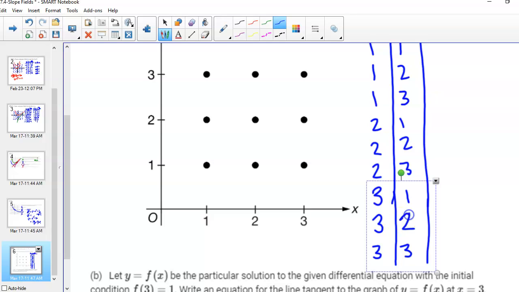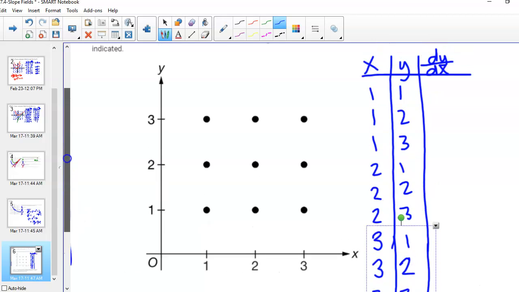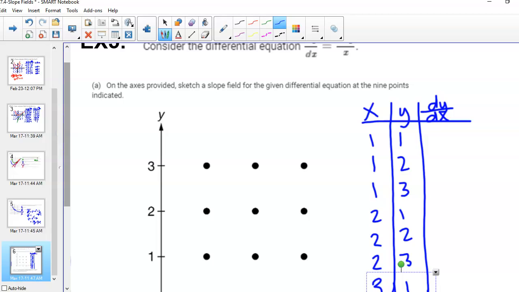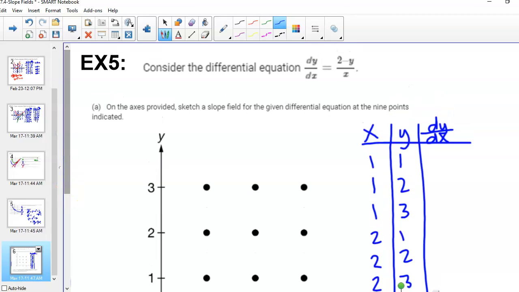Now, if we look at what we've got here, we're doing 2 minus y over x. So for this one, we'd be doing 2 minus 1 over 1, and that would just give us 1 here. So we'd have a slope of 1 for that first point. And then 1, 2, we'd have 2 minus 2 over 1. That would give us a 0. So we have a slope of 0 right here. And then we'd have 1, 3, so we'd have 2 minus 3 over 1, and that would give us negative 1. So we'd have a slope of negative 1 right here.